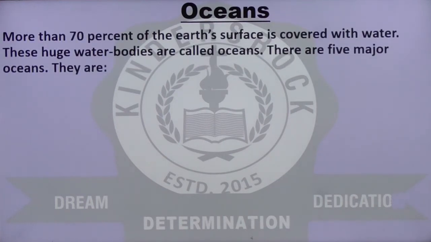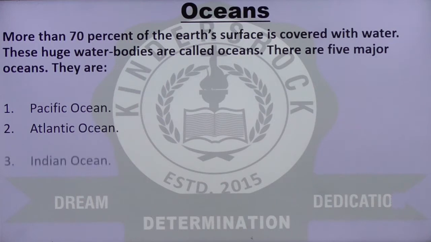More than 70% of the Earth's surface is covered with water. These huge water bodies are called oceans. There are 5 major oceans. The first one is Pacific Ocean. The second one is Atlantic Ocean.